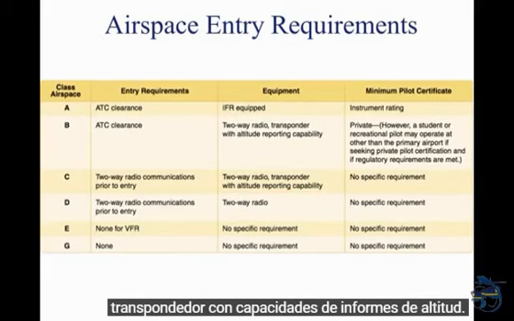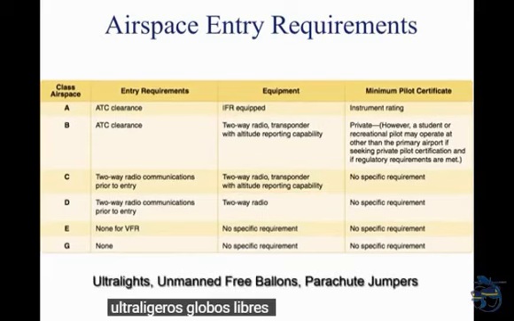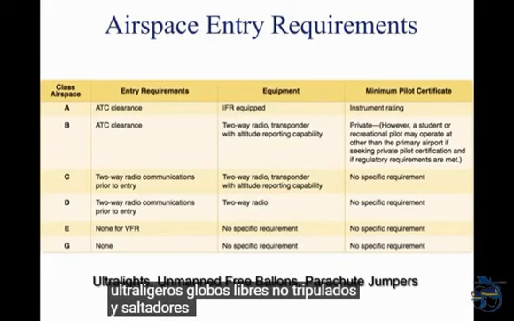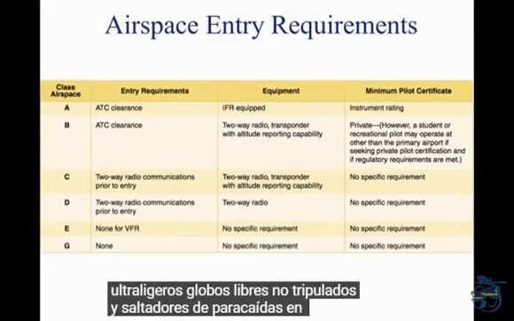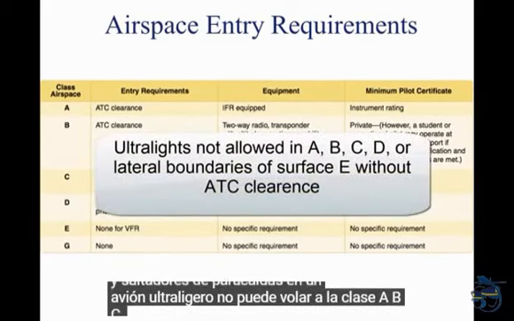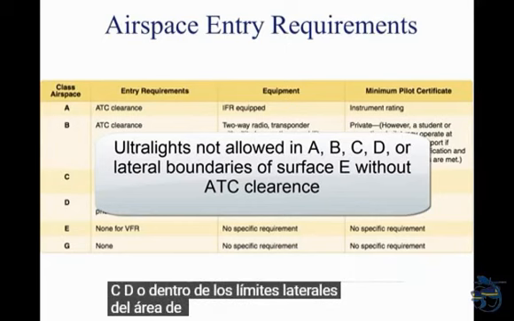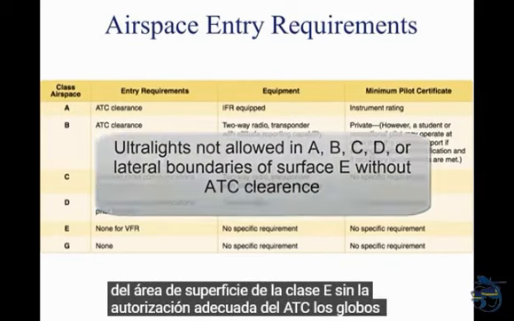Also, more restrictions to entry are placed on aircraft activity like ultralights, unmanned free balloons, and parachute jumpers. In an ultralight aircraft, you may not fly into Class A, B, C, D, or within the lateral boundaries of the surface area of Class E without proper ATC clearance.